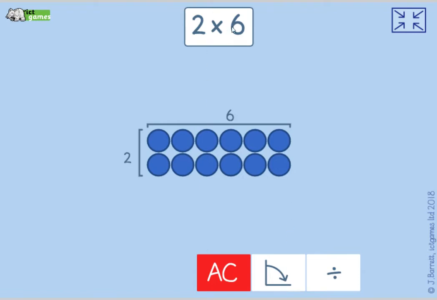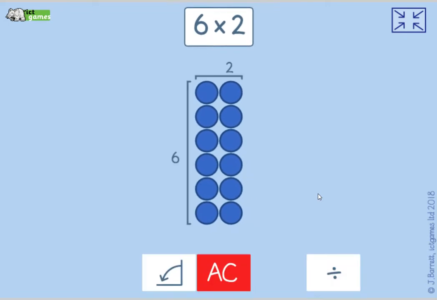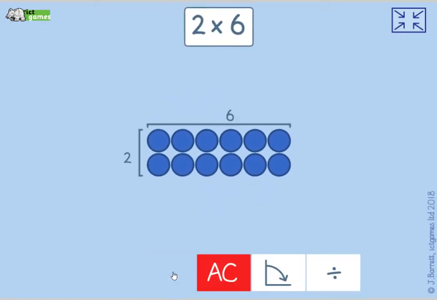If we know 2 times 6 is 12, we can turn it the other way. And we've got 1, 2, 3, 4, 5, 6, 7, 8, 9, 10, 11, 12. Oh, that's 12 as well. Can you remember why? It's the commutative law. That's right. So 6 times 2 is 12, and 2 times 6 is 12.